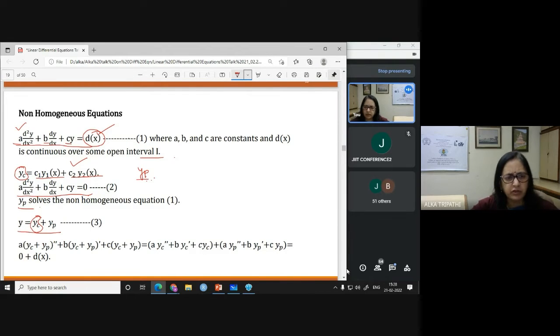We can prove it also. Substitute this yc plus yp value in equation 1. I have substituted it. Simplify, you will get the RHS.